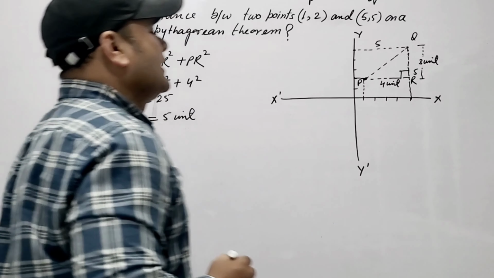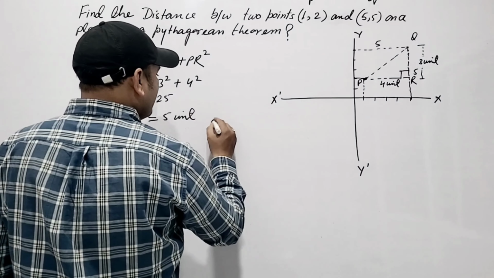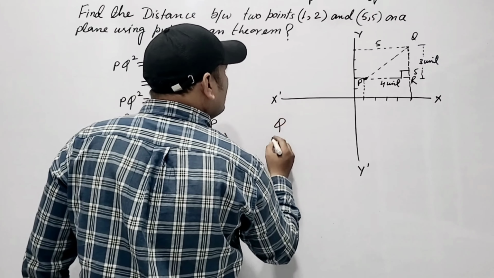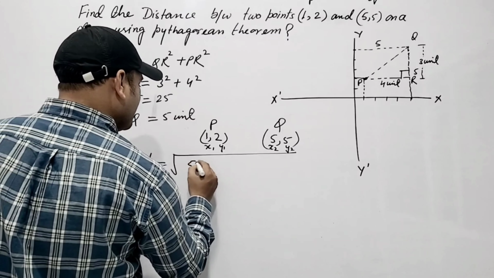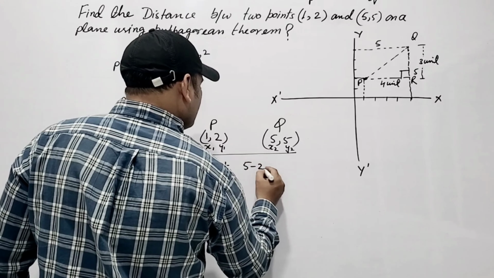And now we apply the distance formula between these 2 points P and Q. The coordinates of P are 1, 2 and Q are 5, 5. We know the distance formula: distance is equal to under root of x2 minus x1 whole square plus y2 minus y1 whole square. We will consider this one as x1 and this one as y1, and here this one is x2 and this one is y2. So x2 minus x1 means 5 minus 1 whole square plus 5 minus 2 whole square.